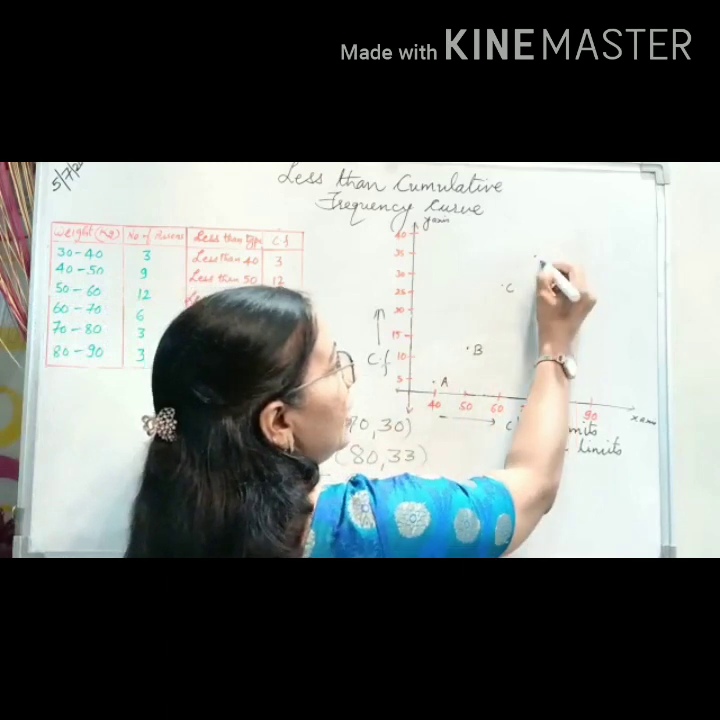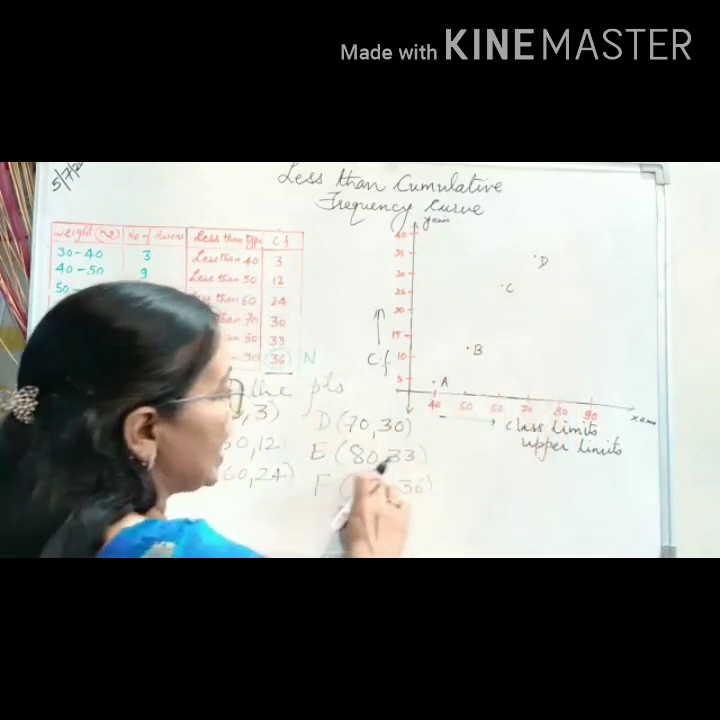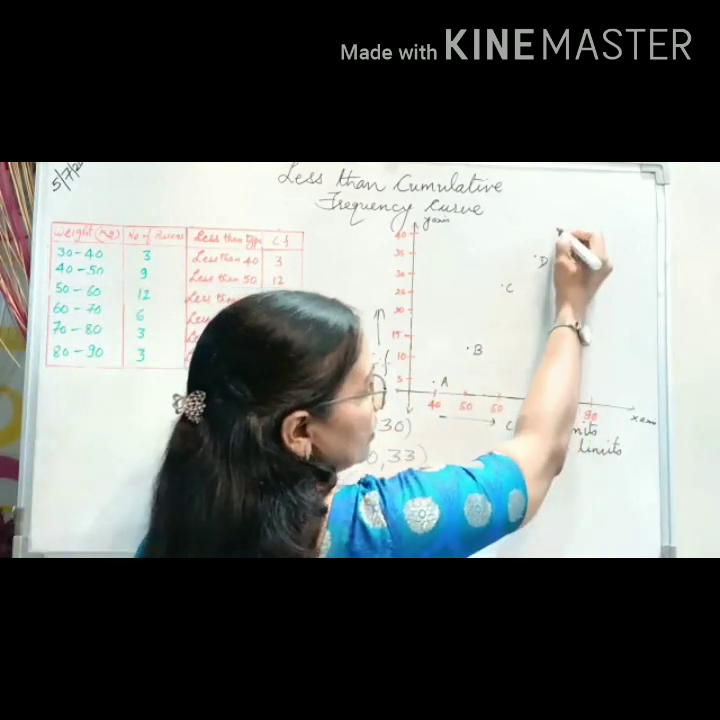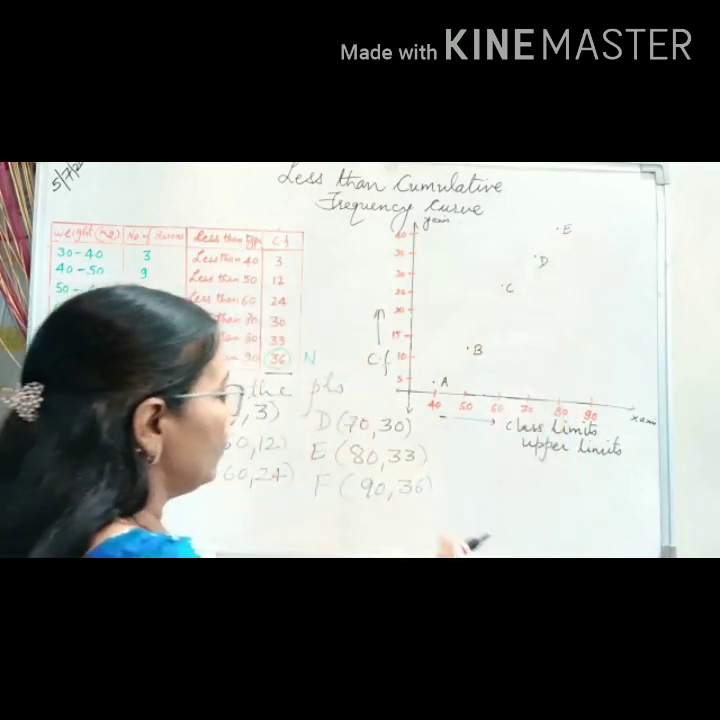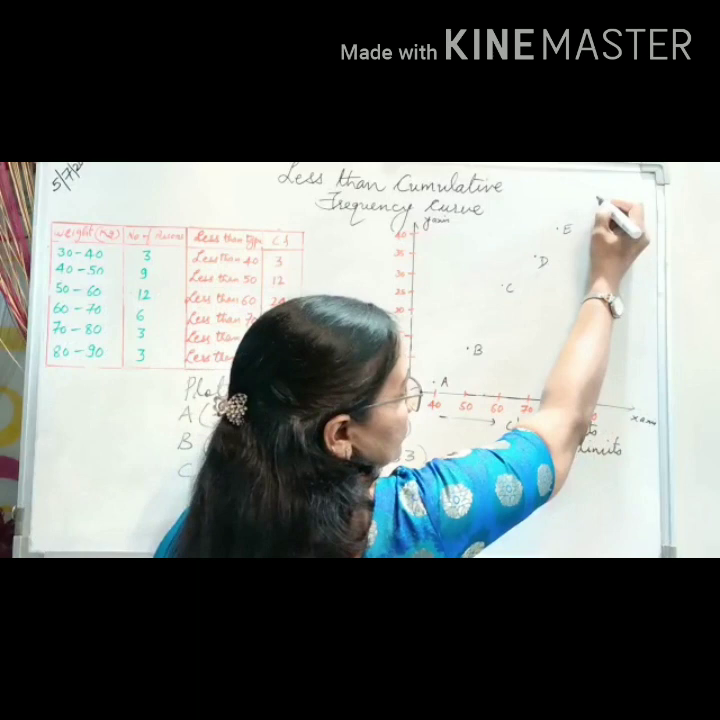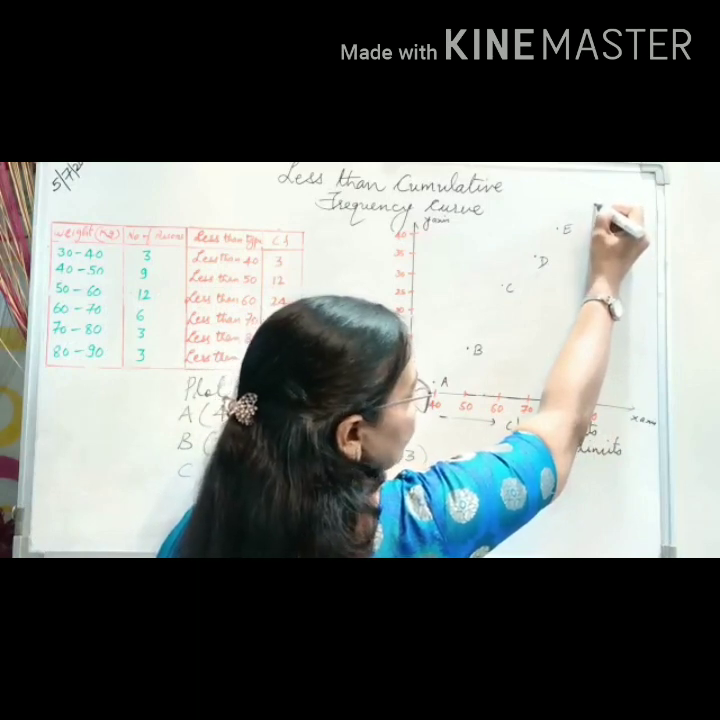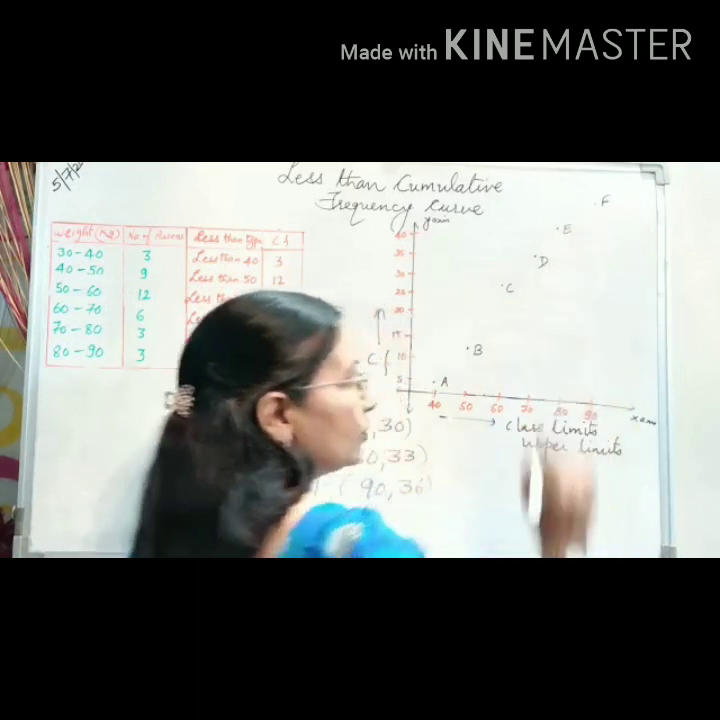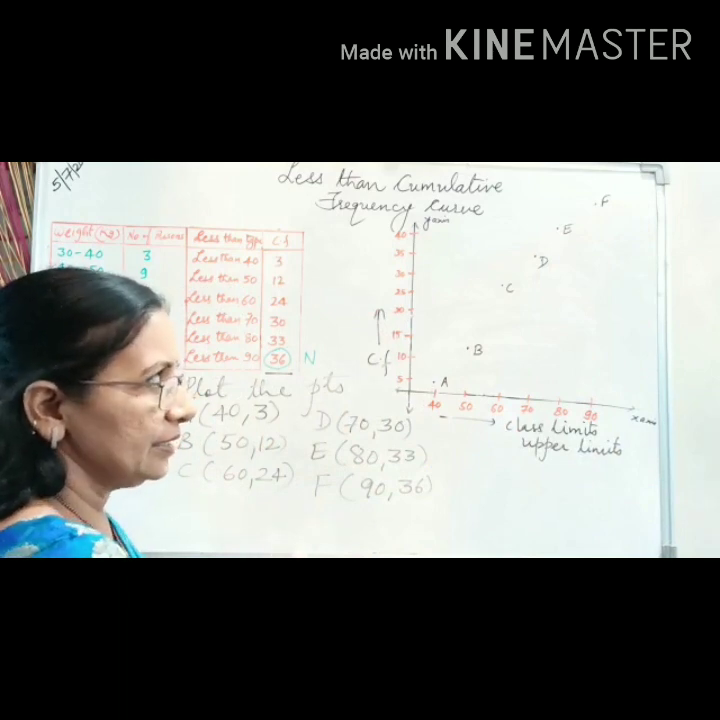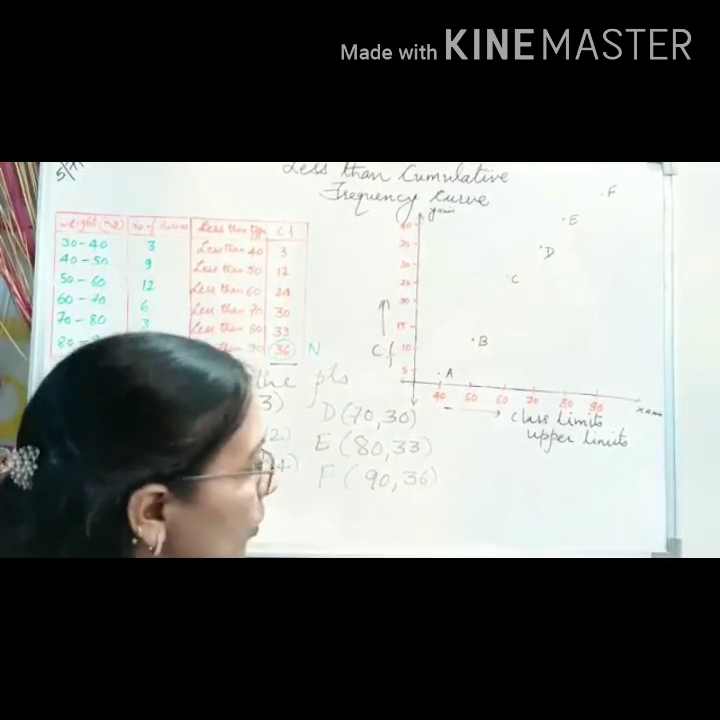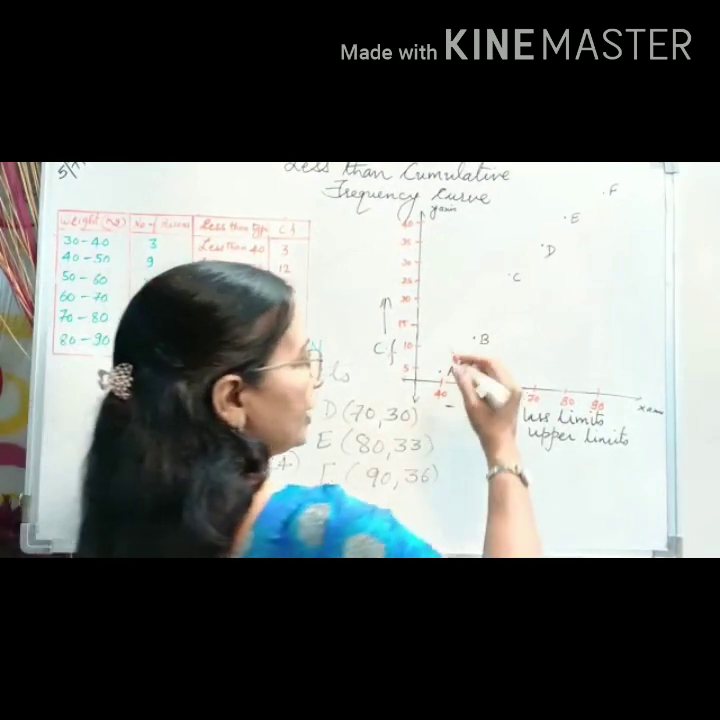And this is D. And now E is 80, 33. So 80, 33 will be here. And F is 90, 36. So it will be a little bit above 35, approximately. We are going to get it here. So all the points we got: A, B, C, D, E, F. Okay, and now we will join them to get the ogive.